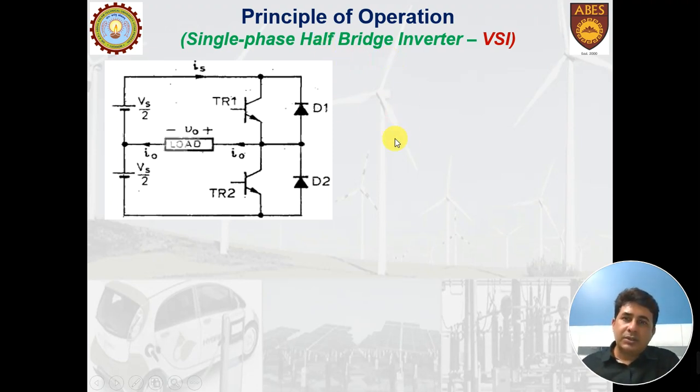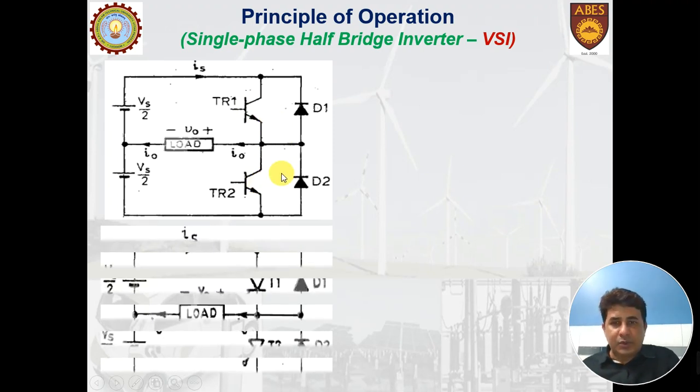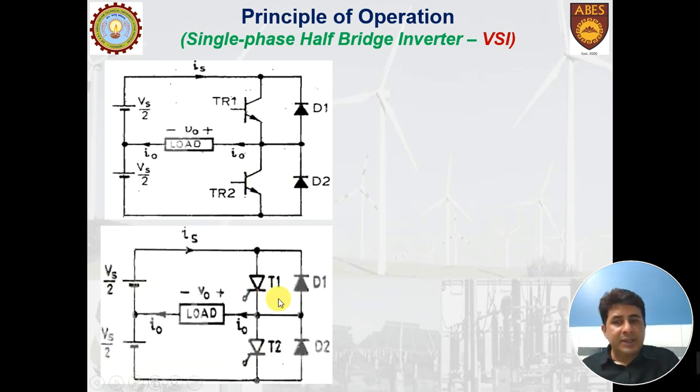So based on the number of devices connected and the supply, we can classify the bridge inverters as half bridge and full bridge. This configuration uses two transistors and these two diodes. I shall later on discuss the purpose of using these diodes. These two controlled devices are used in half bridge inverters. In place of these transistors, you can also use the thyristors. In fact, you can use any control device.